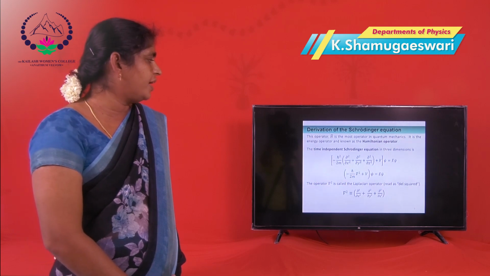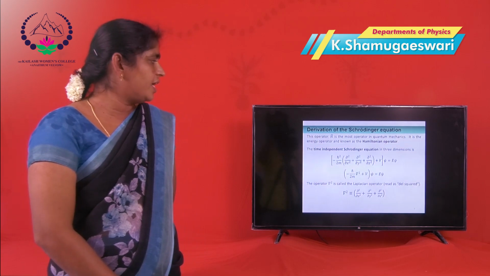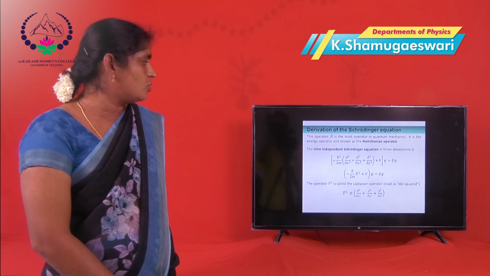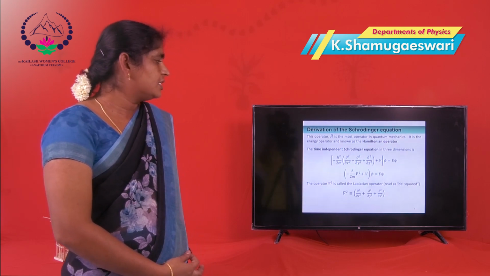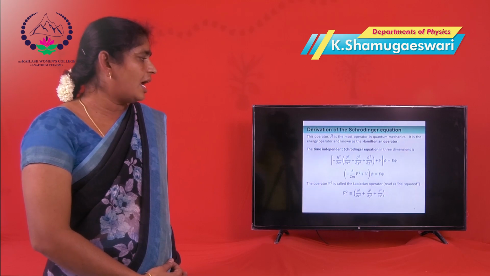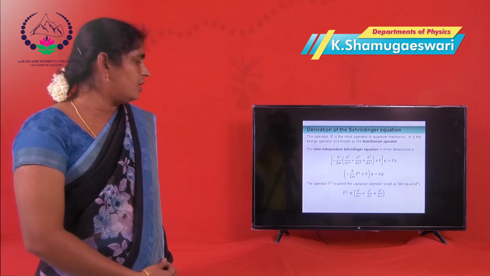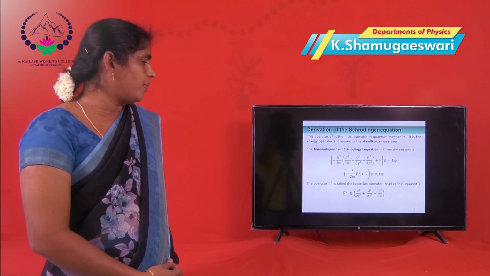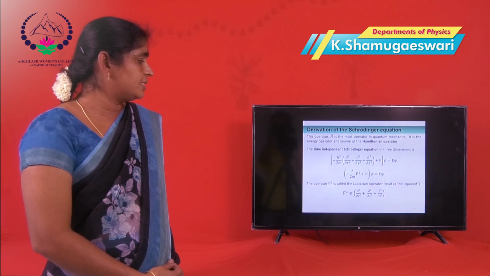Final form: minus h cross square by 2m del square plus V. The equation dou square by dou x square plus dou square by dou y square plus dou square by dou z square is written simply as del square. Del denotes the Laplacian operator, read as del square. So del square is equal to dou square by dou x square plus dou square by dou y square plus dou square by dou z square.